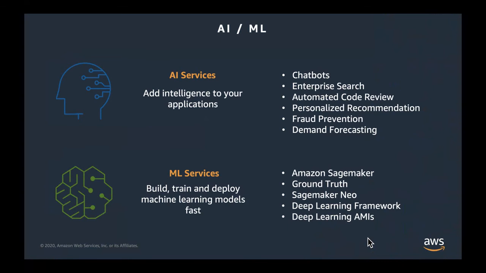Think about machine learning frameworks like TensorFlow, PyTorch, Apache MXNet. Think about algorithms like XGBoost, DeepAR forecasting, linear regression. These are a few of the models that you need. You also need the deep learning AMIs, which lie beneath to give you the services for machine learning. So these two things, AI and ML, are like hand in glove, you can say.